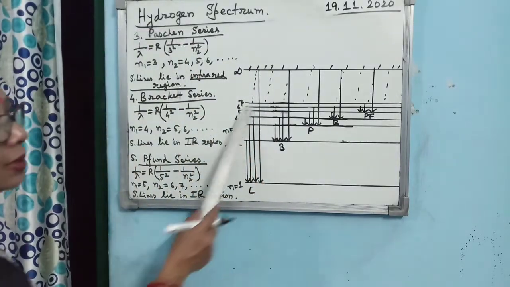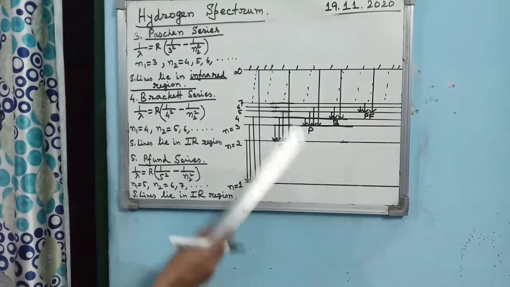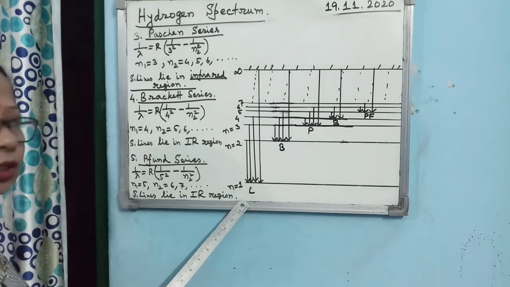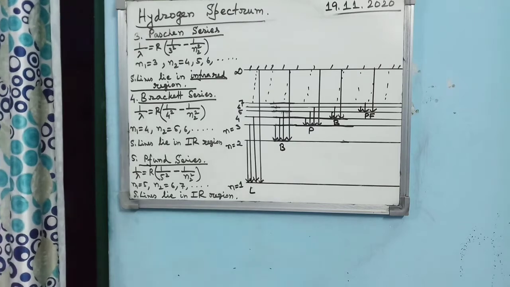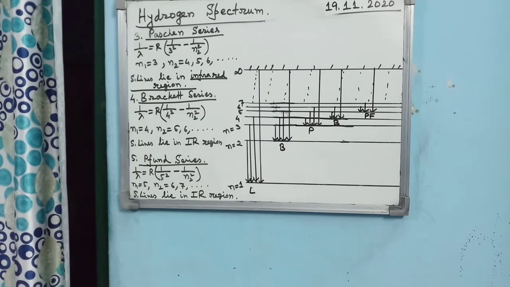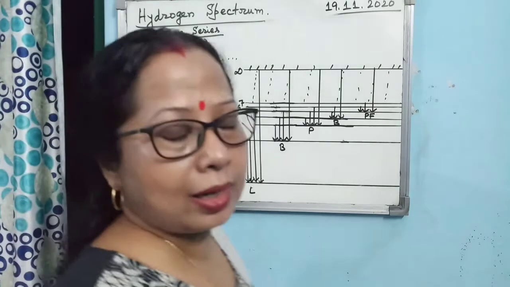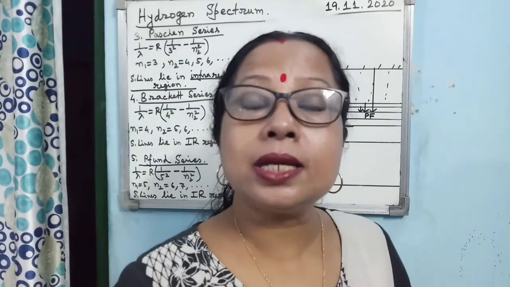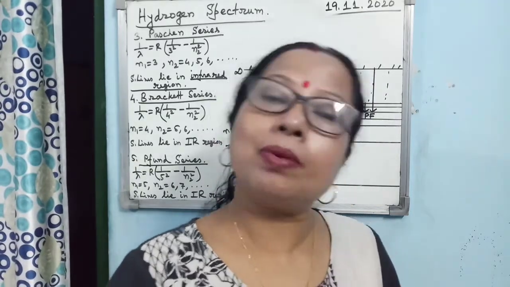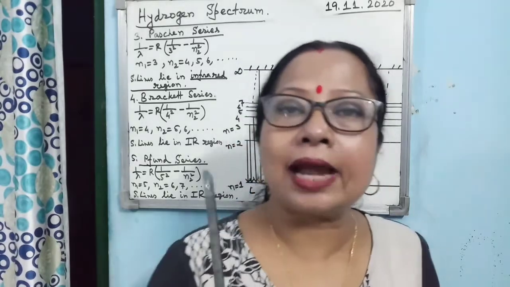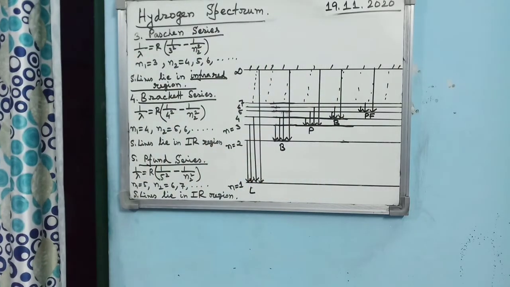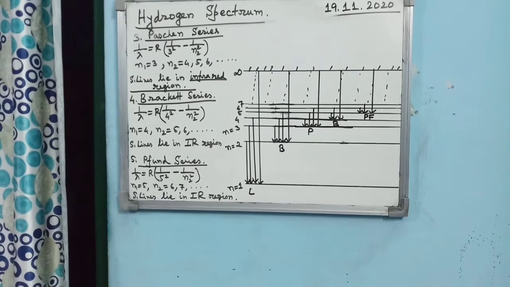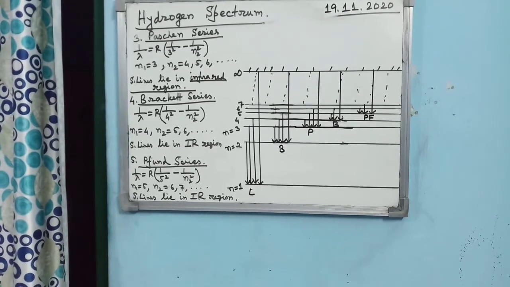Once again, this diagram is very important. For emission spectra, take care, the arrow should be in the downward direction, and for different series you have to show at least 3 lines showing the spectral lines. Also remember that Lyman series lies in the ultraviolet region. Balmer series lies only in the visible region. And then Paschen, Brackett and Pfund series, for all these 3 series, spectral lines lie in the infrared region. Again I am telling, please do learn the emission spectra and practice the diagram also.